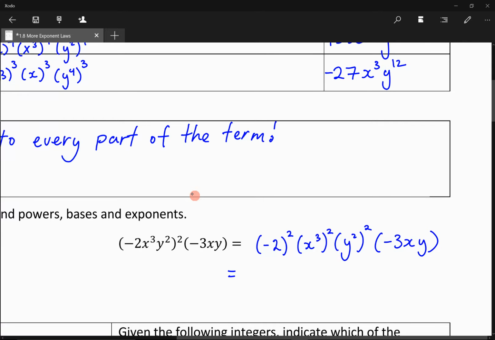Okay, so negative 2 squared, negative 2 times negative 2 is positive 4. X to the power of 3 to the power of 2 becomes x to the power of 6. And then y squared to the power of 2 becomes y to the power of 4. And don't forget, you're still multiplying negative 3x and y. Now, x and y have an invisible exponent of 1 and 1.